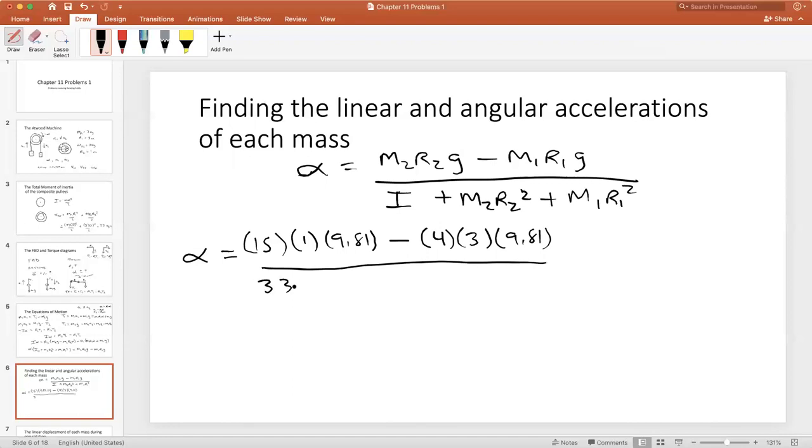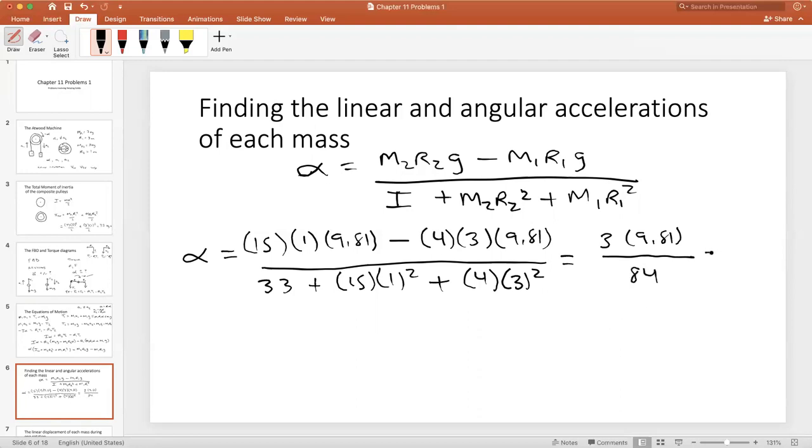Over, this was 33, plus mass two was 15 times one squared, plus four times three squared. That basically gives us 15 minus 12, which is three times 9.81, divided by 33 plus 15 is 48, plus 36 is 84. Let me double check myself. 84. And therefore we get 3 times 9.81 divided by 84, we get 0.35 rad per second squared. That is our angular acceleration.